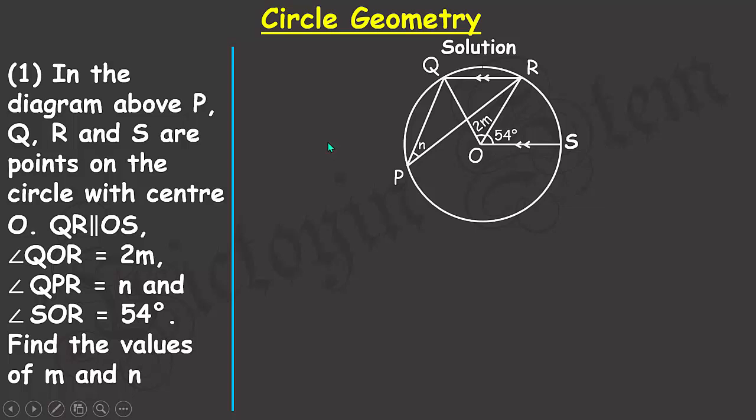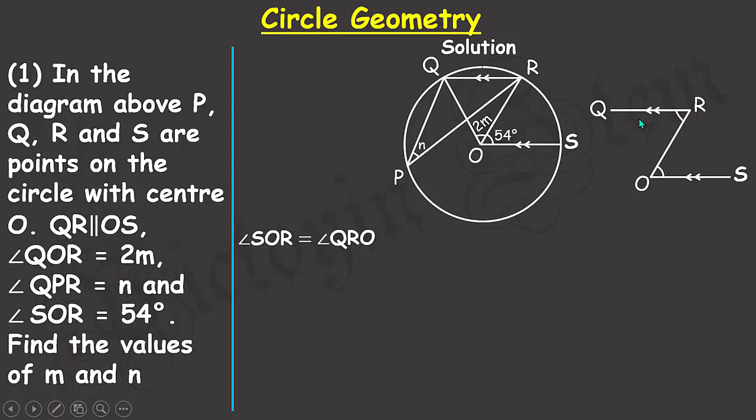Now to the first solution. From the question given, I can say angle SOR, and I've shown it to you over here. Angle SOR is equal to angle QRO, angle at R. So you can see the two angles.